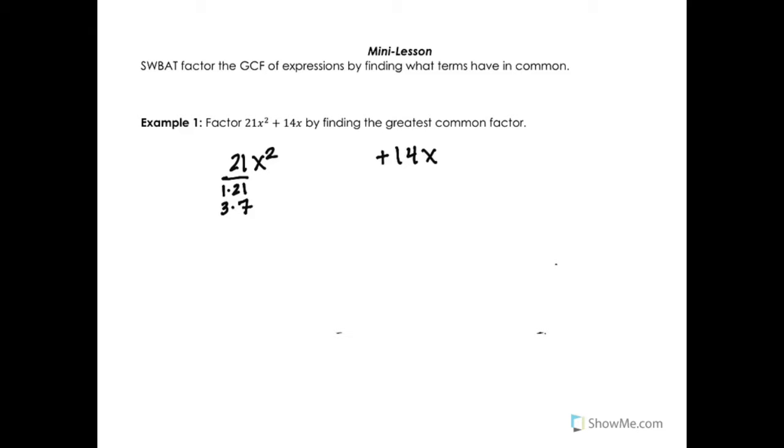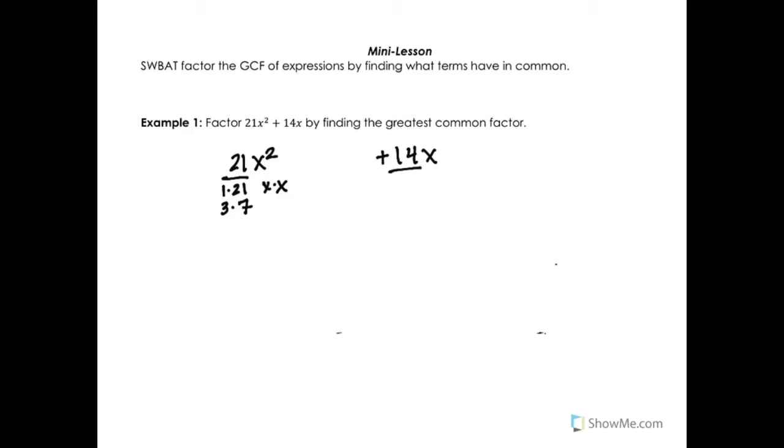So now we're going to look at our variables, and for every part of our expression, we're going to take the variables and we're just simply going to expand them out first. So for x squared, if I expand out x squared, that means that I'm using x 2 times in multiplication, so that's x times x. Now let's look at our other part of our expression, which is positive 14x.